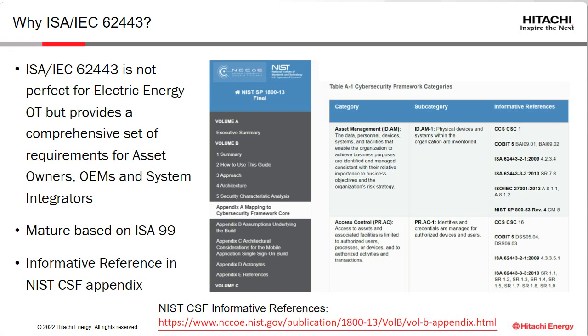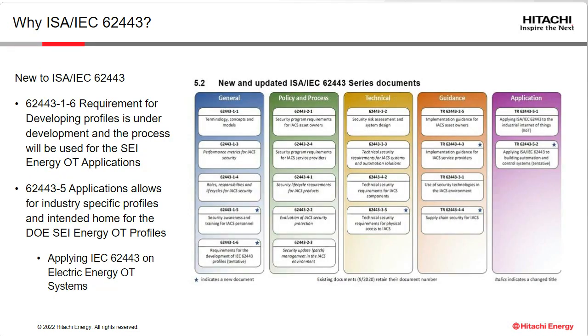And then also, a lot of the effort that has been put into the cybersecurity framework, I think, is very important and plays a critical role in moving this forward. So why 62443? One thing new, Andre provided you with these four categories. There are two new parts that are under development right now in 62443. The first part is this 1.6, which is the requirements for developing 62443 profiles. And this allows us to take that substation profile and then start to look at the security features that are needed within that and start doing an application mapping of that electric system substation onto 62443.